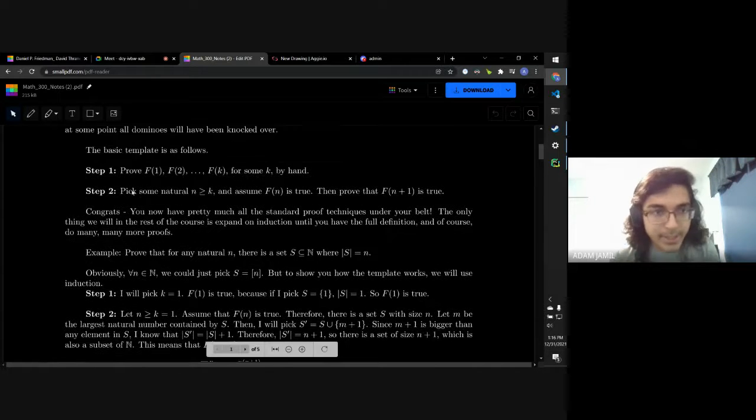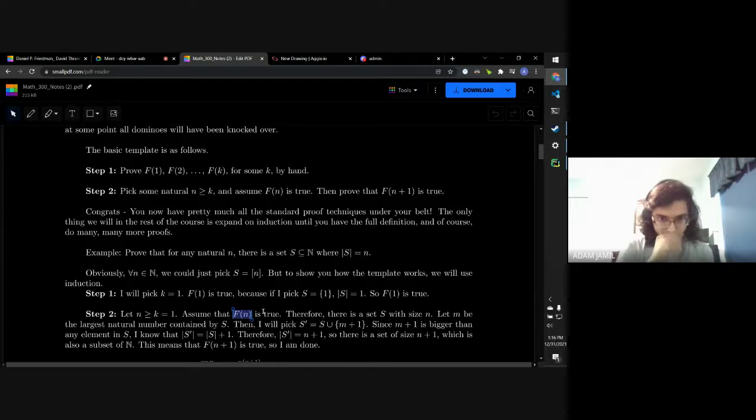So now if I look at my template again, for my inductive step, I need to arbitrarily instantiate n that's at least 1. So let's do that. So n is at least 1, and we assume f of n is true. Okay, so we assume that the nth domino has been knocked over. So as a result, there's some subset of the natural numbers with cardinality n. I can assume I have this S. And now I need to prove f of n plus 1. So somehow using this set, I need to construct another set which has one more natural in it.